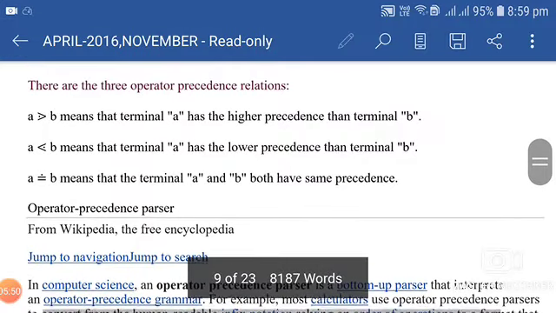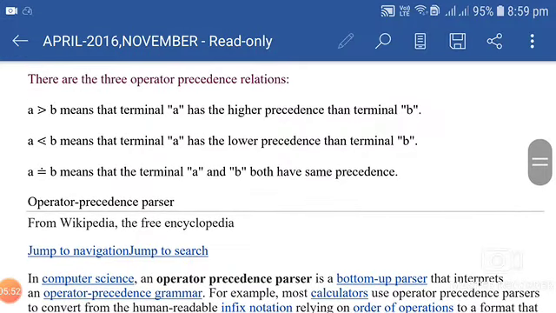There are three operator precedence relations. A greater than B means that terminal A has higher precedence than terminal B. A less than B means that terminal A has lower precedence than terminal B. A equals B means that terminals A and B both have the same precedence.